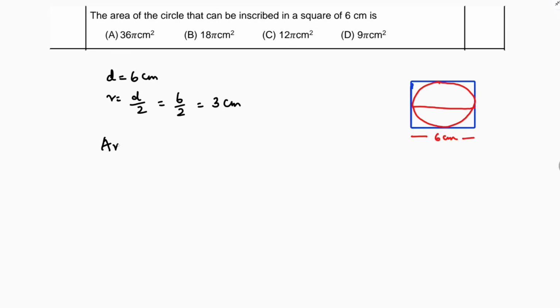So area of a circle is pi r square. Pi into 3 square. So 3 square is 9, so 9 pi centimeter square. So the correct option is D.